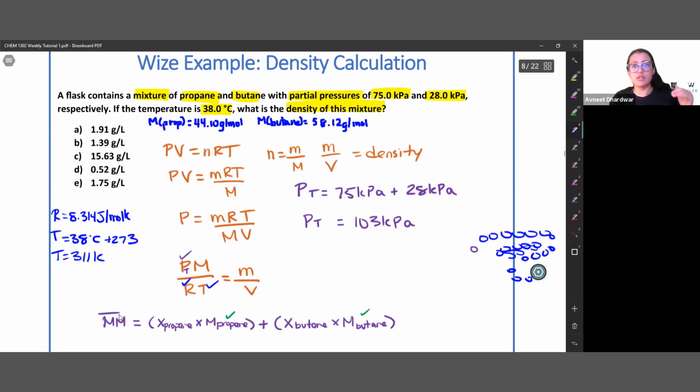It's taking into consideration how much of that gas we have. So that's why the mole fraction is really important to remember. You multiply that by the molar mass for that gas. So that's why it's called a weighted average. We're taking into consideration how much of that gas is there. That's a really good question.